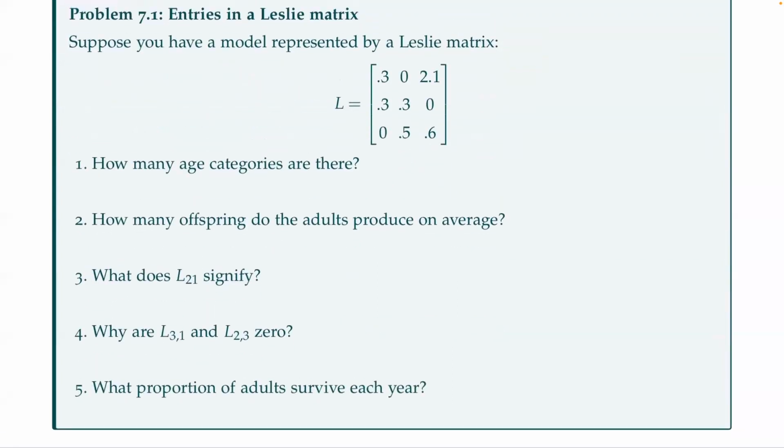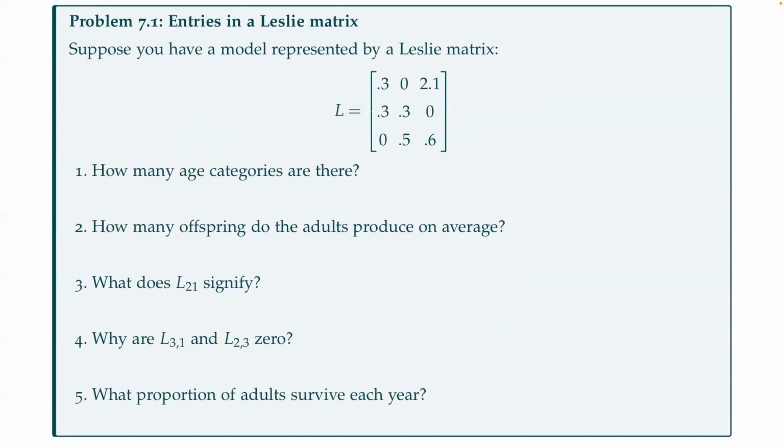I talked about Leslie matrices. Leslie matrices are just a particular type of matrix that we use in our population models. They have a particular form, and some things make sense as a Leslie matrix, and some things won't. So we're going to run through what this Leslie matrix looks like, and what we can learn from the different quantities within it.